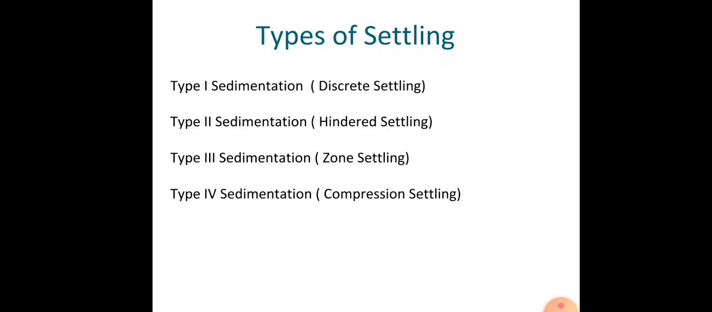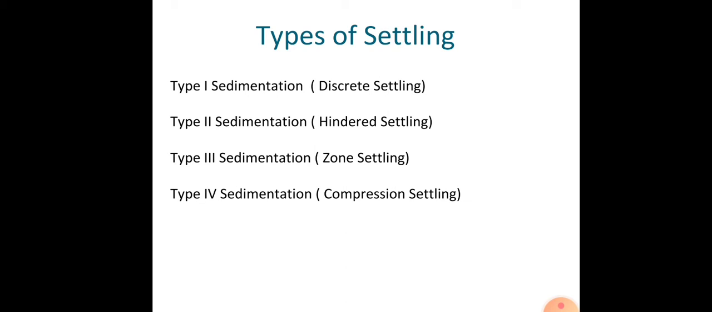Now coming to the various types of settling, already discussed in the previous class. The particles may settle out of a suspension in four ways, and this is mainly dependent upon the concentration of the suspension, that is, how much quantity of particles is present in the water. Based on that only, the settling of the particles will occur. So this can occur in four different manners.